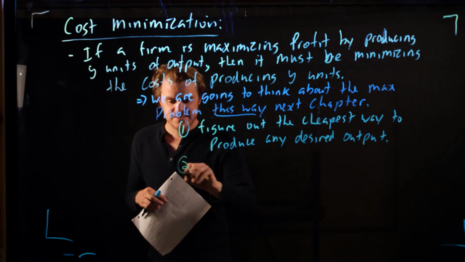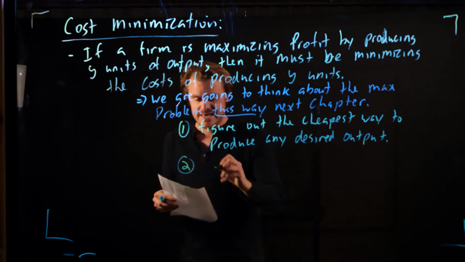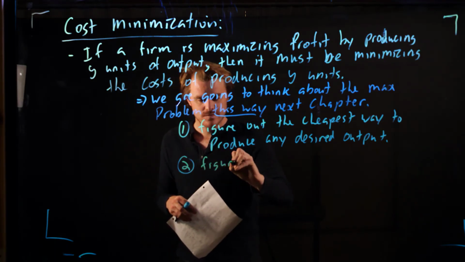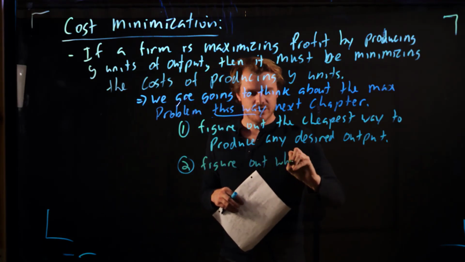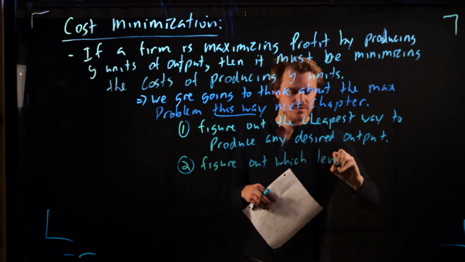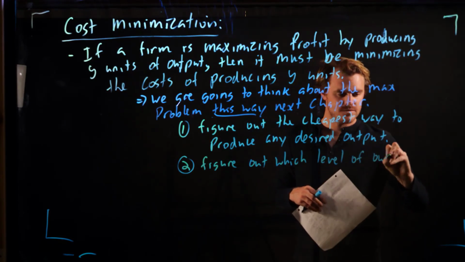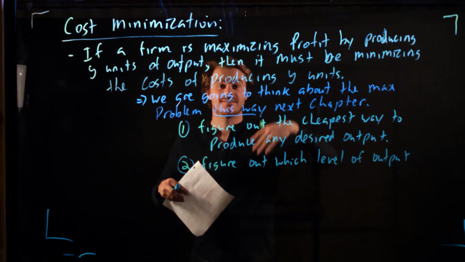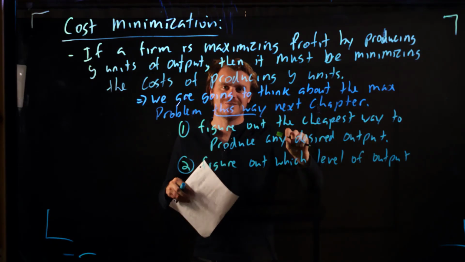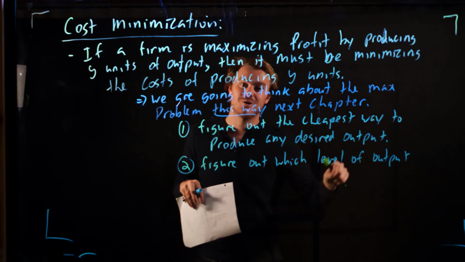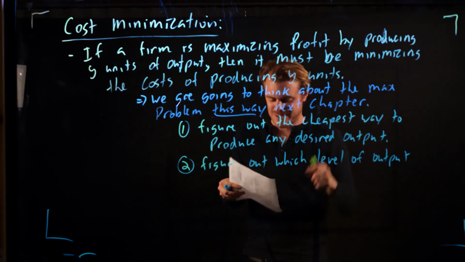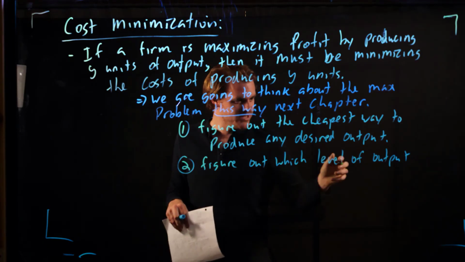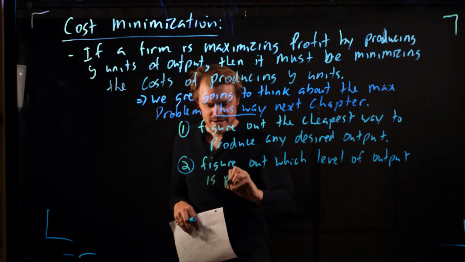And then the second step is to figure out which level of output produces the largest profit. That's what I'm trying to say. Which level of output is profit maximizing.